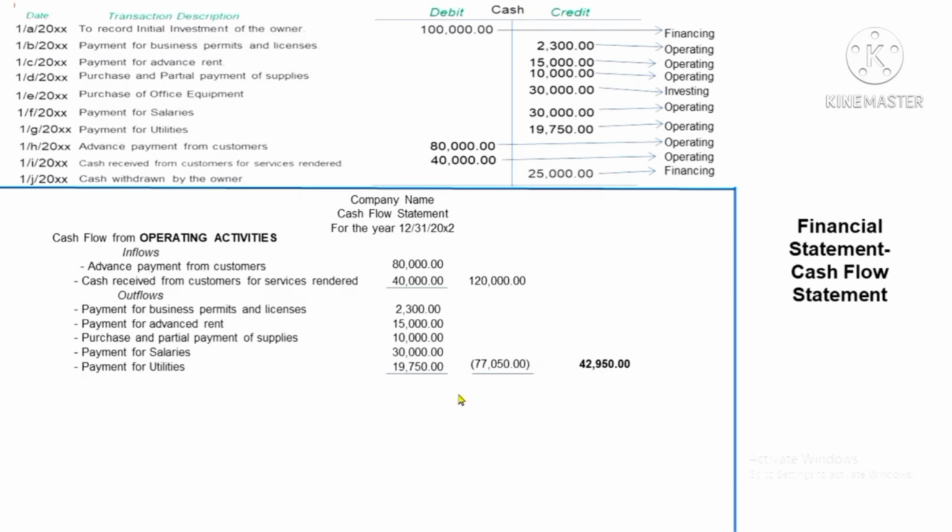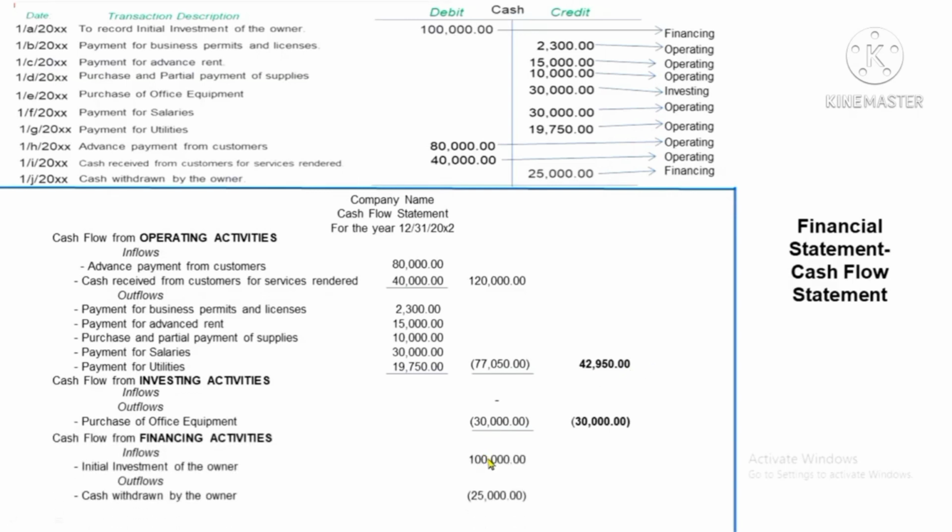Cash flows from investing activities and financing activities are actually following the same pattern, as this will start with the inflows. But since we don't have any inflows in the investing activities, we put here 0. However, we have one outflow related to the purchase of the office equipment, which is 30,000. So we need to add these two and we will get negative 30,000 in the investing activities. In the financing activities, we have one cash inflow pertaining to the investment of the owner worth 100,000 and an outflow of 25,000 from the withdrawal of the owner. So we have a net cash inflow from financing activities of 75,000.